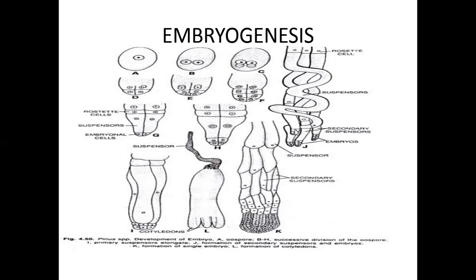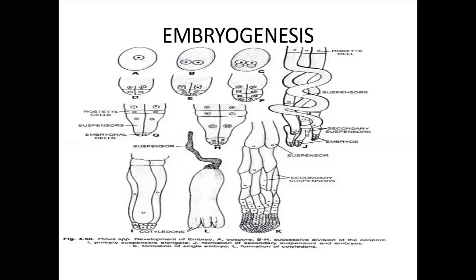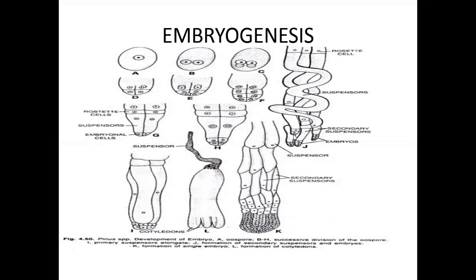In a single seed, a larger number of embryos are present, called polyembryony. Polyembryony is the normal character of gymnosperms. Polyembryony means that in a single seed more than one embryo is present.